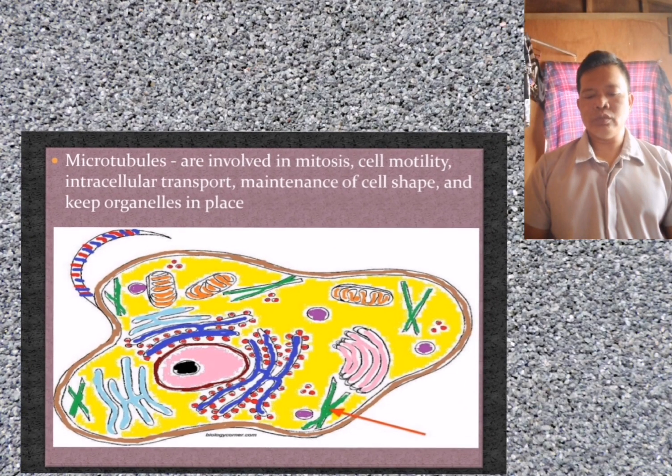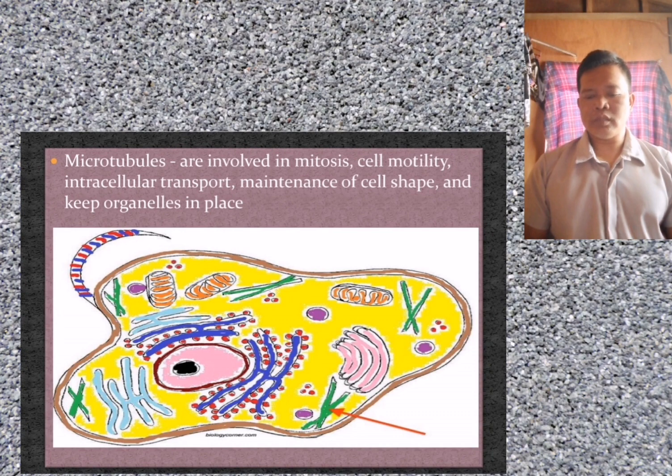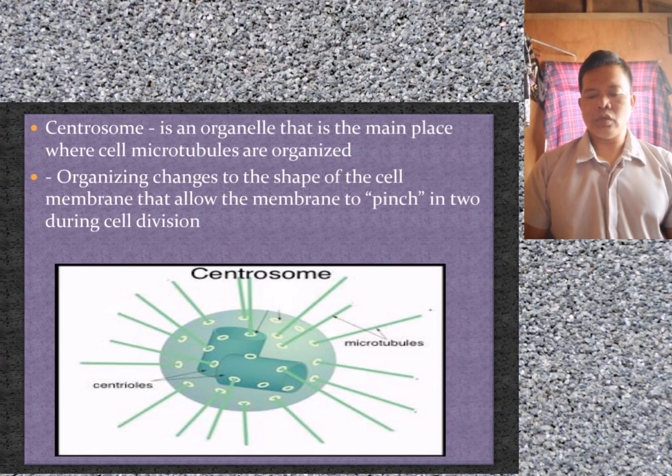The microtubules are involved in mitosis, cell motility, intracellular transport, maintenance of cell shape, and keeping organelles in place. The centrosome is an organelle that is the main place where cell microtubules are organized, organizing the changes to the shape of the cell membrane that allow the membrane to pinch in during cell division.